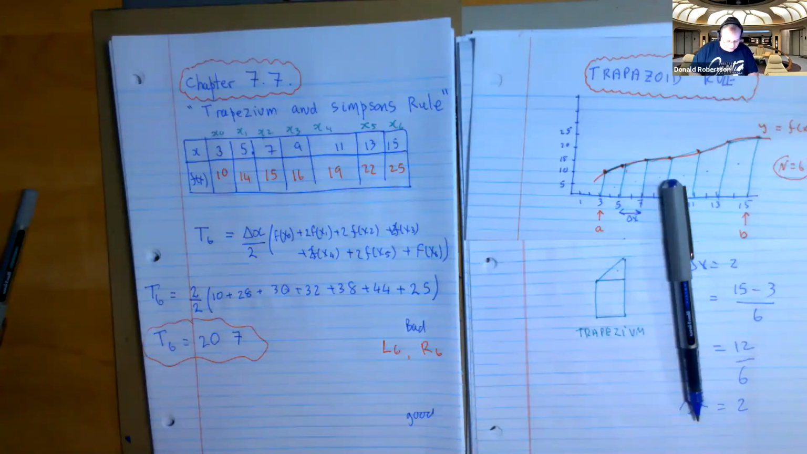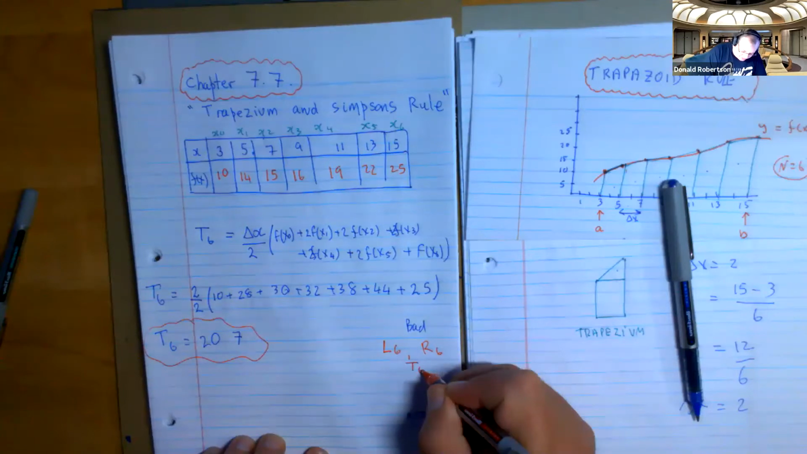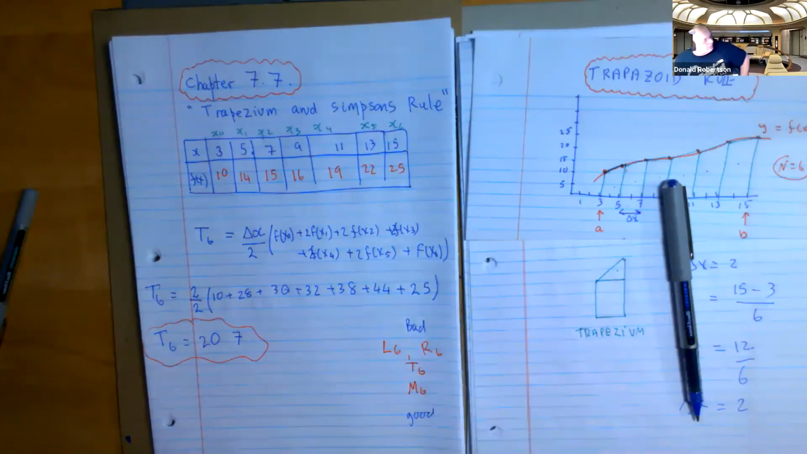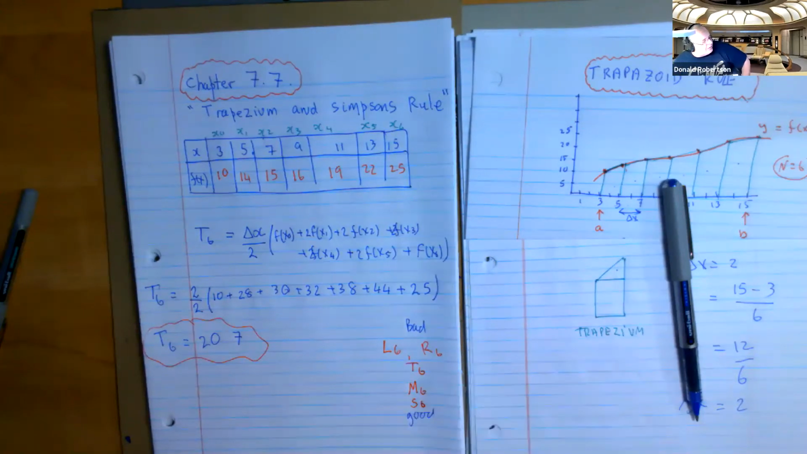We now have 2 more guys. Midpoint 6 and trapezium 6. Trapezium 6 isn't as good as midpoint 6. They are very, very close to each other, right? But in general, the midpoint 6 will be better than trapezium 6, in general. There are always exceptions, but in general. Now, there's only one guy left called the Simpson's rule. And Simpson's rule is the winner.